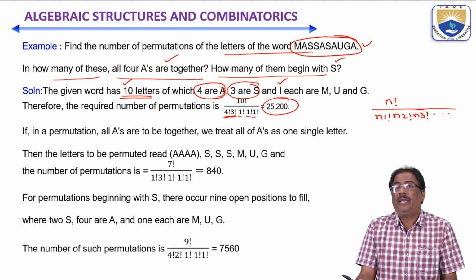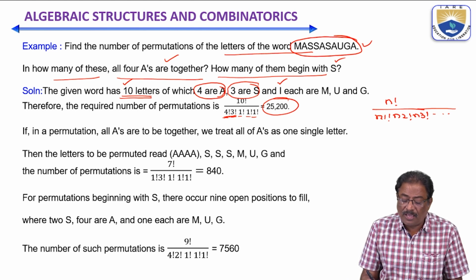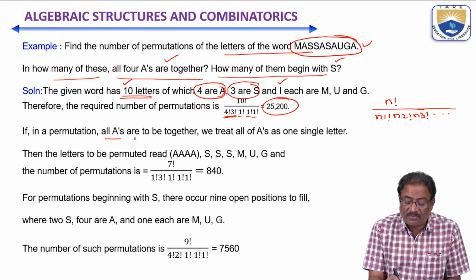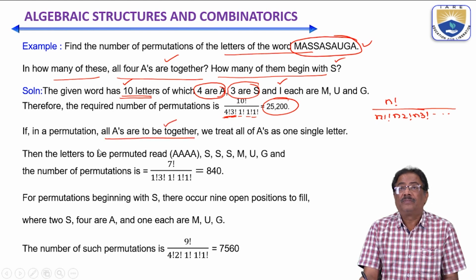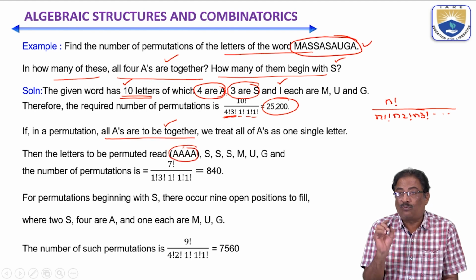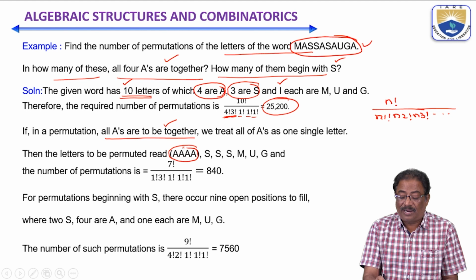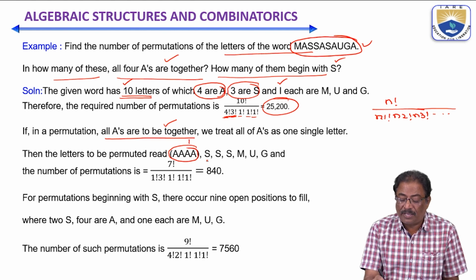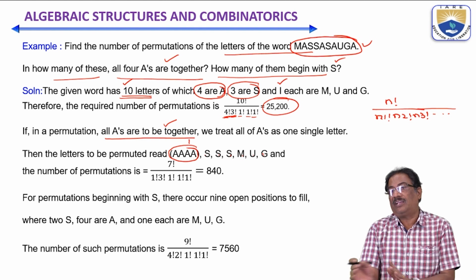25,200. How many? Next, another one is, in how many of these are all A's together? All 4 A's are together. So we are going to take all 4 A's together as 1 letter, and the remaining are, this is 1, I am taking 2, 3, 4, 5, 6, 7. So I am going to rearrange.